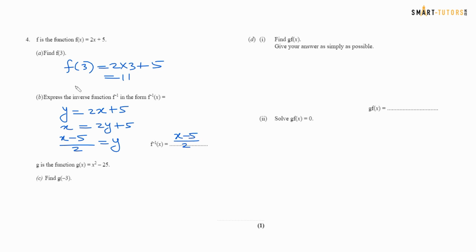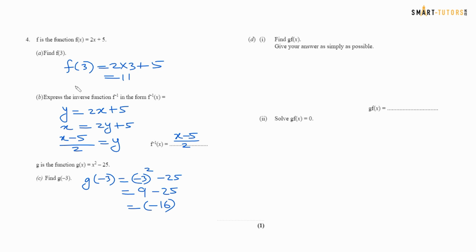g is the function, g(x) is x squared minus 25, g(-3). g(-3) equal (-3) whole thing squared minus 25. So (-3) whole thing squared is 9, minus 25 is minus 16.